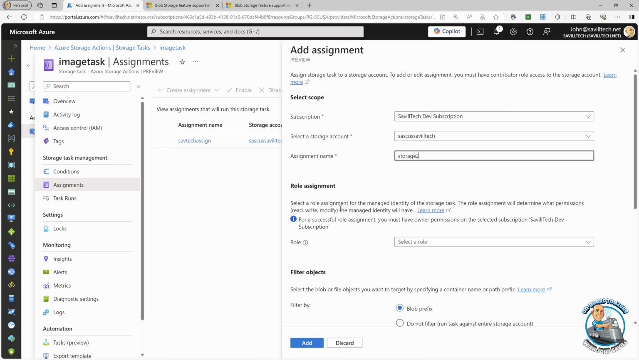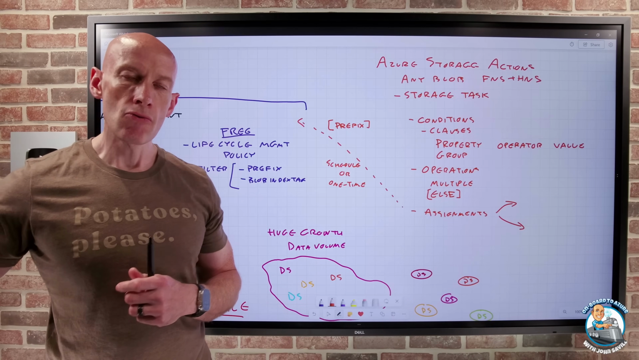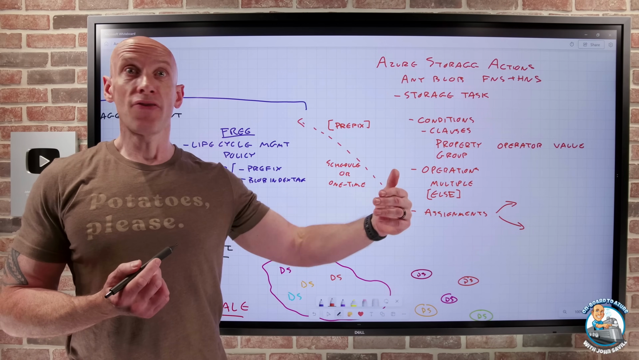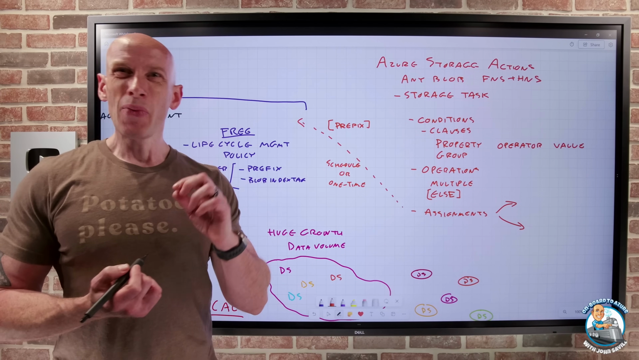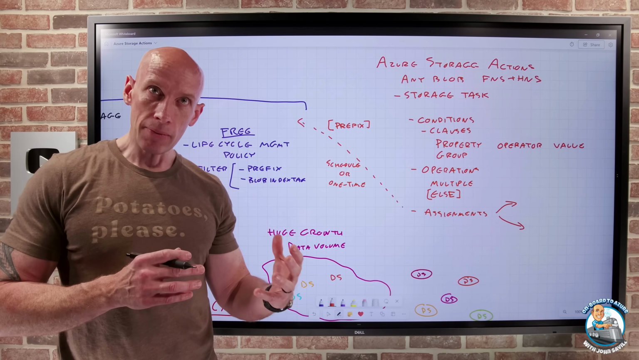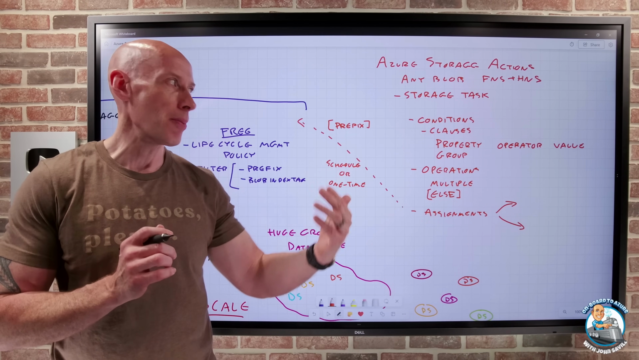Select a role assignment for the managed identity of the storage task. So realize this is running as a certain identity because it can't run as you. It's no good it trying to run as me as the person setting these up. These tasks are made to run for many, many years. I may leave the company. I may change role. And we don't really like to see in the audit logs things done as a human being. We shouldn't have humans with these sort of ongoing high permissions.